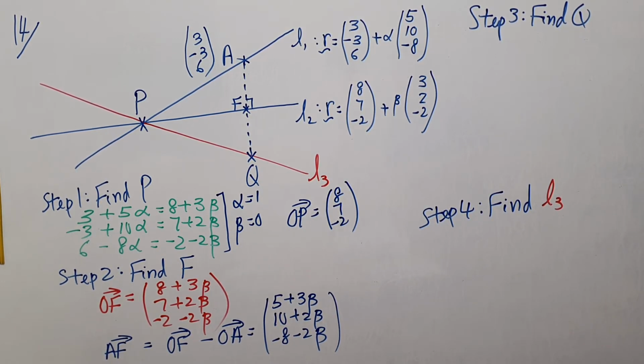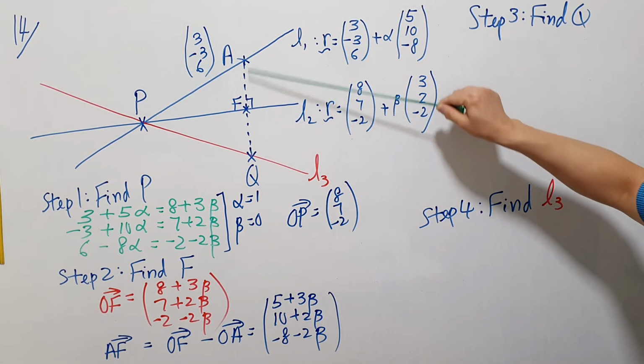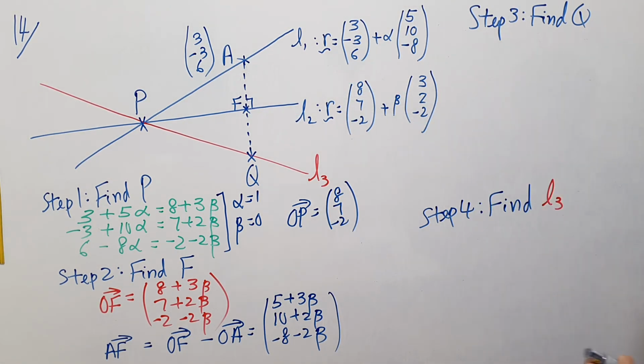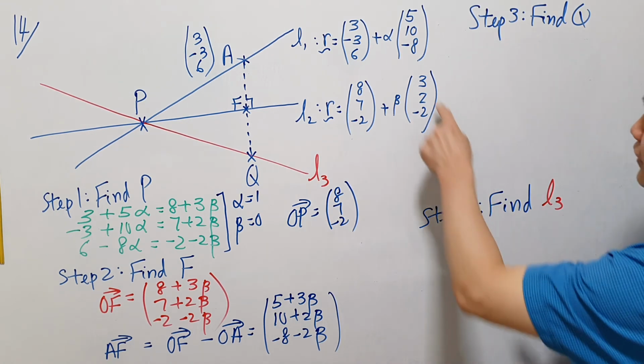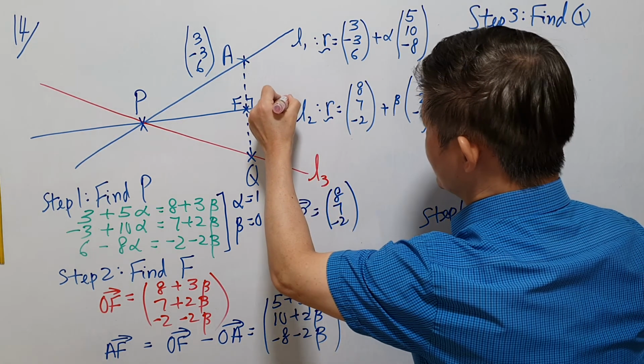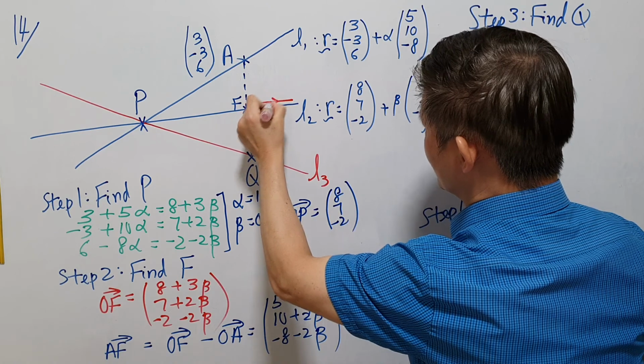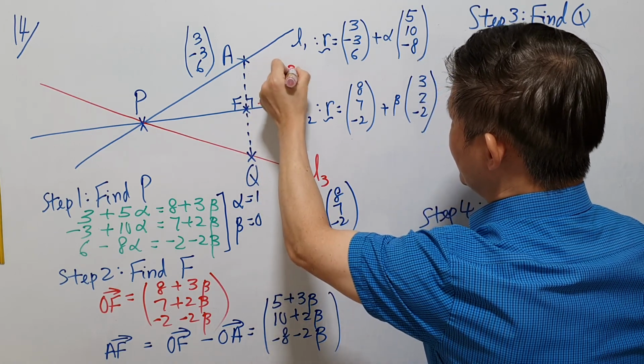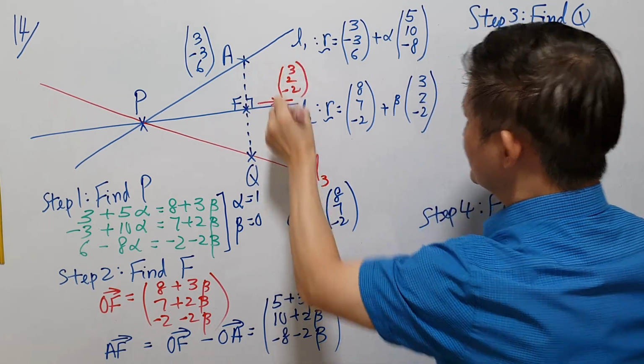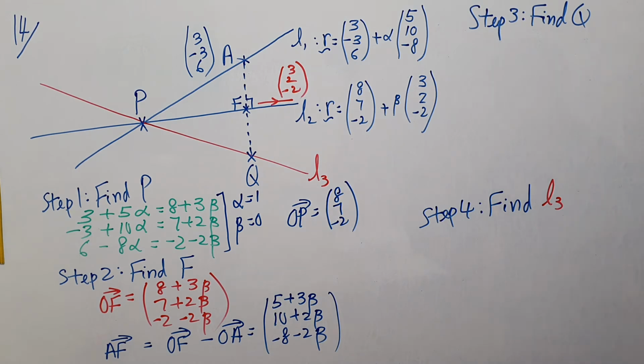So I found my vector AF by taking OF minus OA. Why do I want to do this? Because if I know the vector AF, I know that the vector AF and this other vector 3, 2, minus 2 — where is 3, 2, minus 2? The vector 3, 2, minus 2 looks something like this. The vector AF and the vector 3, 2, minus 2 is actually perpendicular, so the dot product is 0.